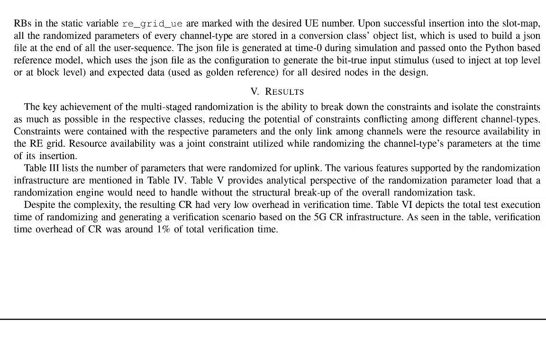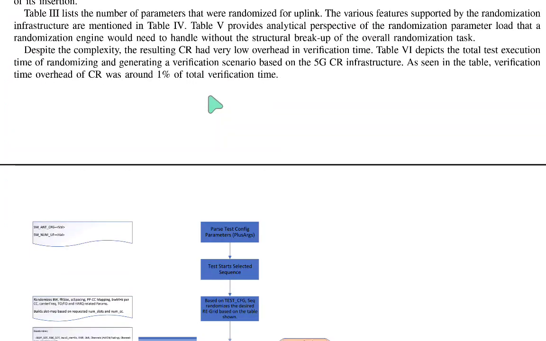The various features supported by the randomization infrastructure are mentioned in Table 4. Table 5 provided an analytical perspective of the randomization parameters, rows and parameter load, that the randomization engine would need to handle without a structural breakup of the overall randomization task. Despite the complexity, the resulting CR has a very low overhead in the verification time. Table 6 depicts the total test execution time of randomizing and generating verification scenarios based on the 5G CR infrastructure. As in the table, the verification time overhead of CR was around 1% of the total verification time.